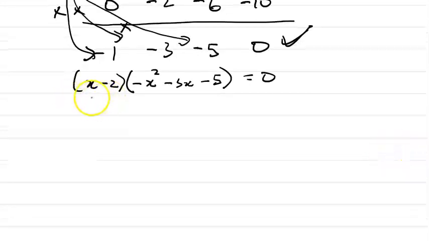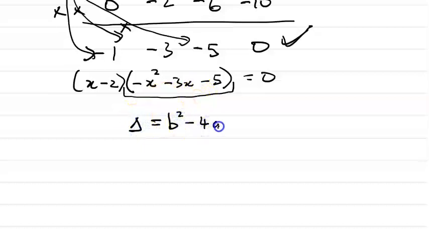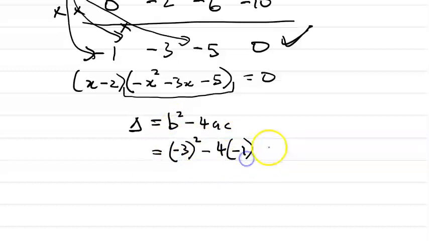Now they said to show that only x minus 2 is a factor. Well, they told us to show that x equals 2 is a root. That means that in this particular quadratic that we have here, minus x squared minus 3x minus 5, we would have no real roots. How can we show that? Remember, delta, which is our discriminant, equals b squared minus 4ac. Therefore, that will be negative 3 squared minus 4 times minus 1 times minus 5. Minus 3 all squared is 9. And minus times a minus times a minus is minus. 4 times 5 is 20.